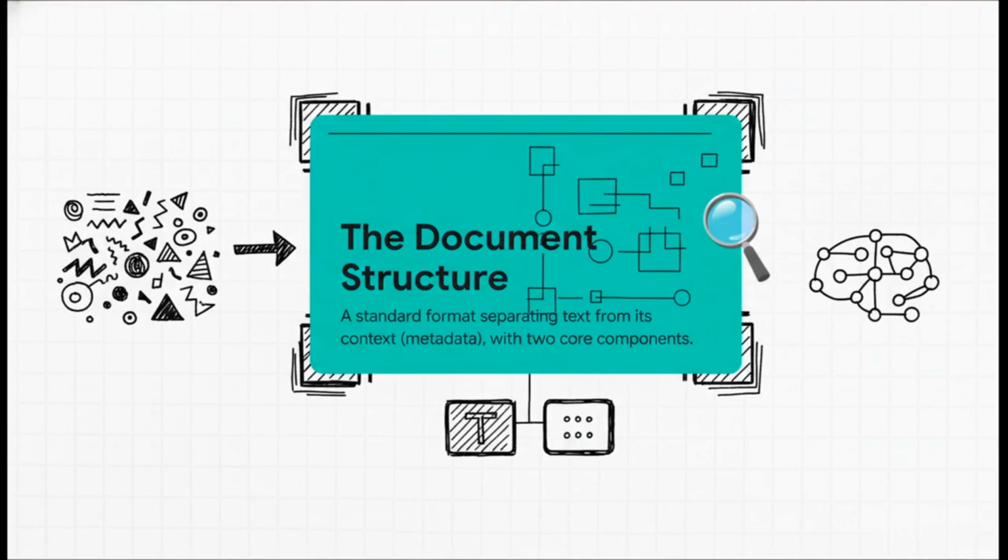So once we've loaded all that text, we can't just leave it as a jumbled mess of words. We need one single, consistent format for everything. And that's where this idea of a document structure comes in. It's our standard way of organizing the text, and importantly, its context, no matter which file it originally came from.